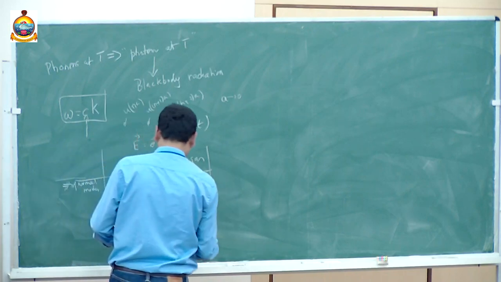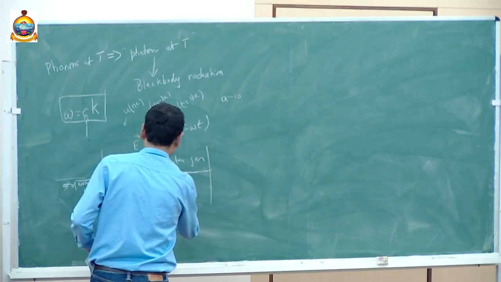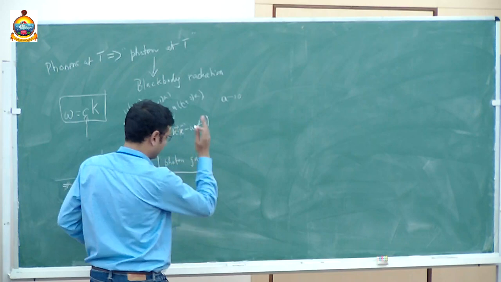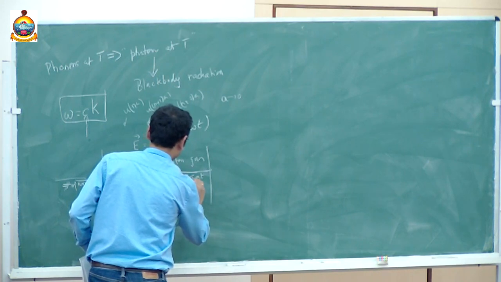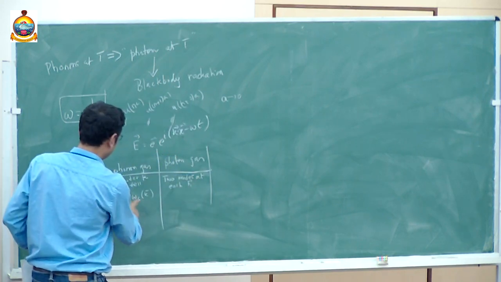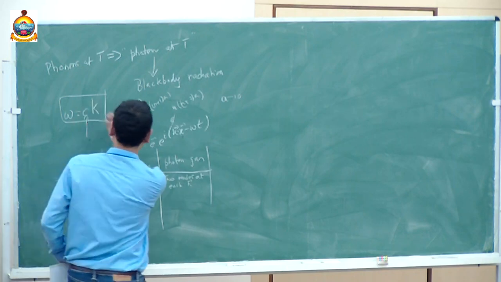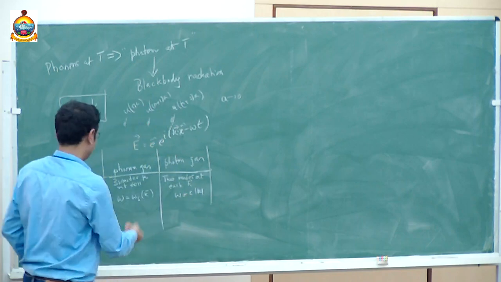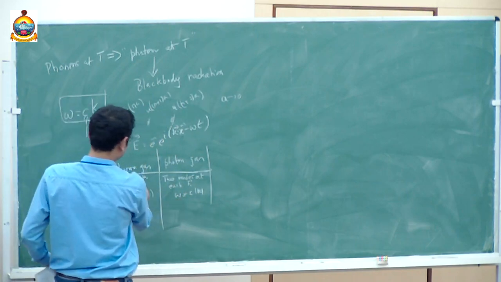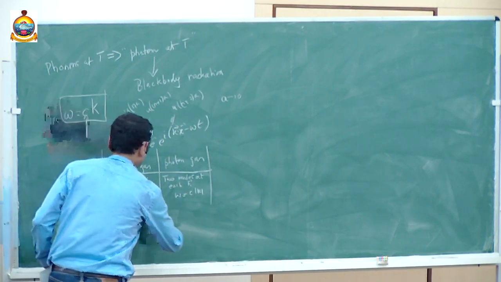But a photon gas is of course very simple. There are only two possible modes at each k, because we only have transverse polarizations allowed here, and we don't even need to calculate that case by case because this is fixed. This is just this. So, this is actually easier than this case, if you think about it.